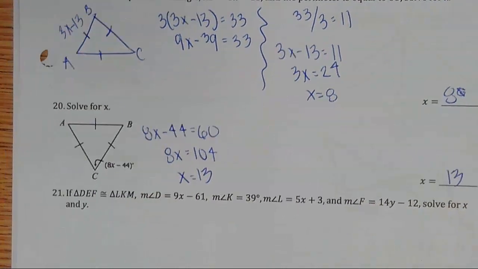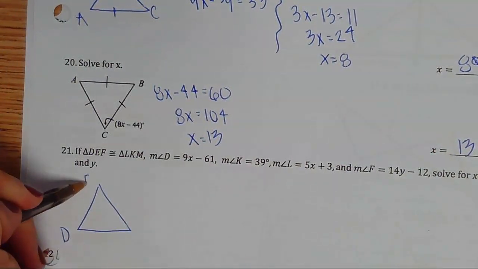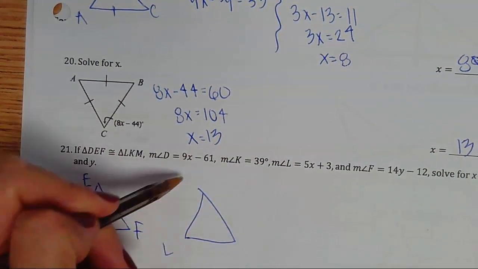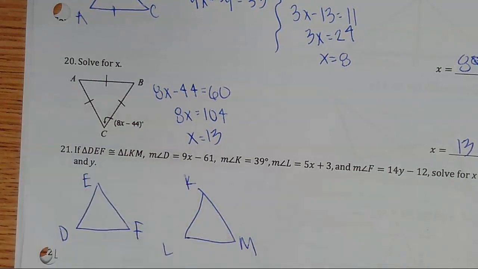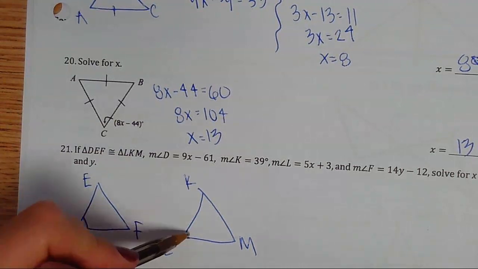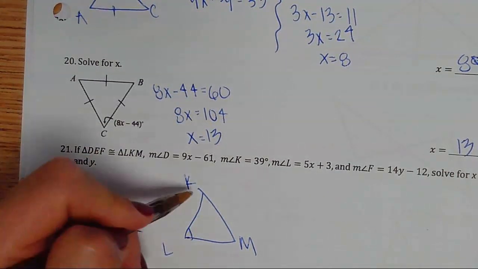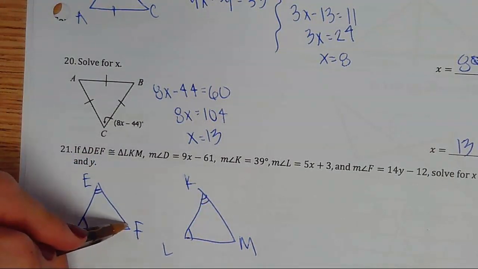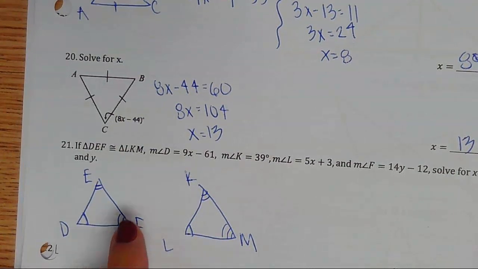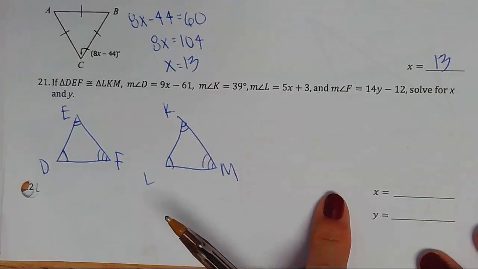Moving right along, we know that triangle DEF is congruent to triangle LKM. All right. I know that D and L are going to be congruent to each other because they're both first in the order. E and K, because they're both second, and lastly F. So I'm going to use the congruence information to help me solve for X and Y.